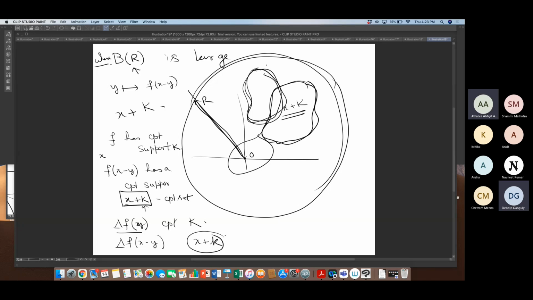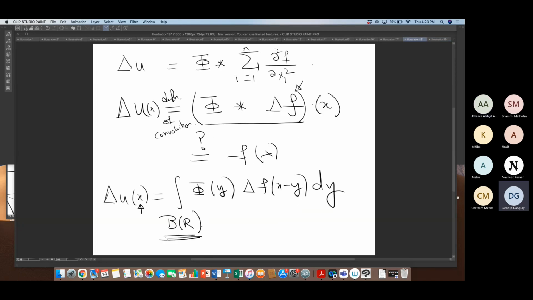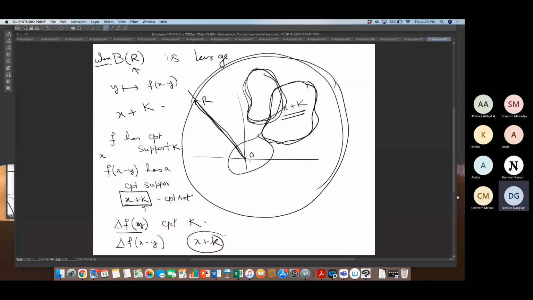So the same thing I am writing. So this is that Br. What is this Br? Br is the set containing the compact support of x plus K. Clear? This I can always do in a symmetric way. Symmetric way means I can take a bigger radius r centered at origin so that it contains the compact set.